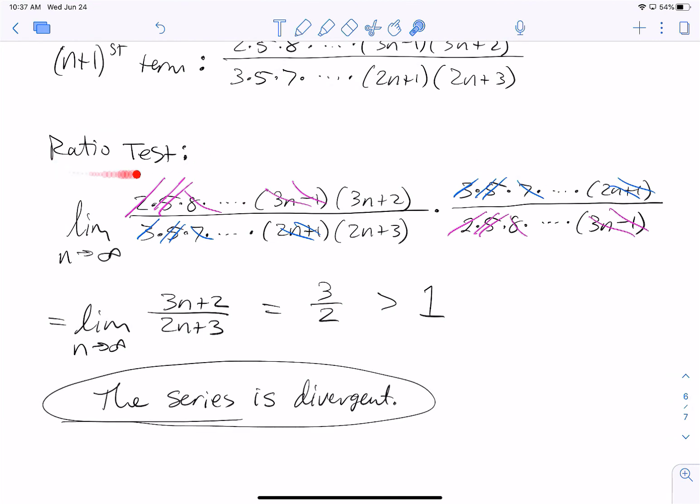I wrote up here that we used the ratio test, and so I didn't have to write down by the ratio test. And there it is.